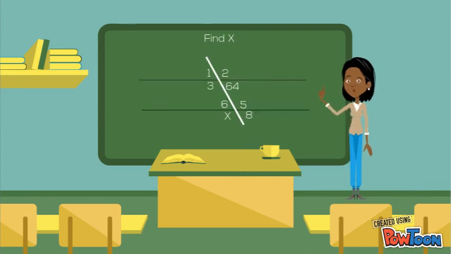In the following example, angle 6 and angle 64 are alternate interior, making them congruent. So if you do the equation 64 plus x equals 180, you will find that the answer is 116.